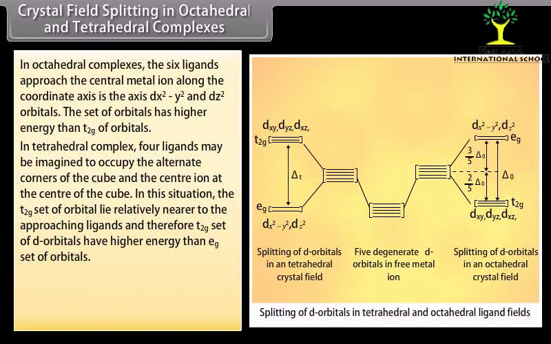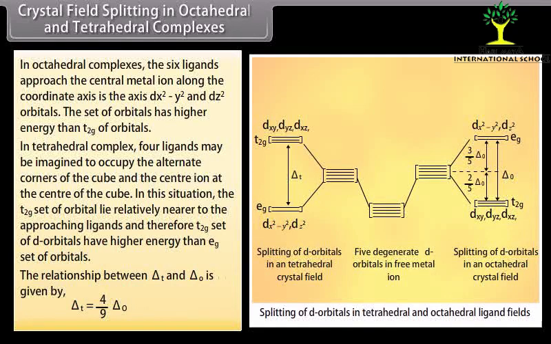In tetrahedral complexes, 4 ligands may be imagined to occupy the alternate corners of a cube and the central metal ion at the center of the cube. In this situation, the t2g set of orbitals lie relatively nearer to the approaching ligands and therefore the t2g set of d orbitals has higher energy than the eg set of orbitals. The relationship between delta T and delta O is given by delta T equals 4 by 9 delta O.